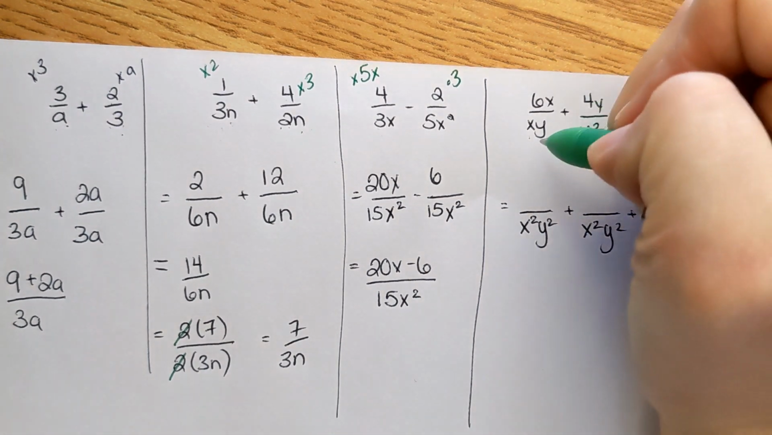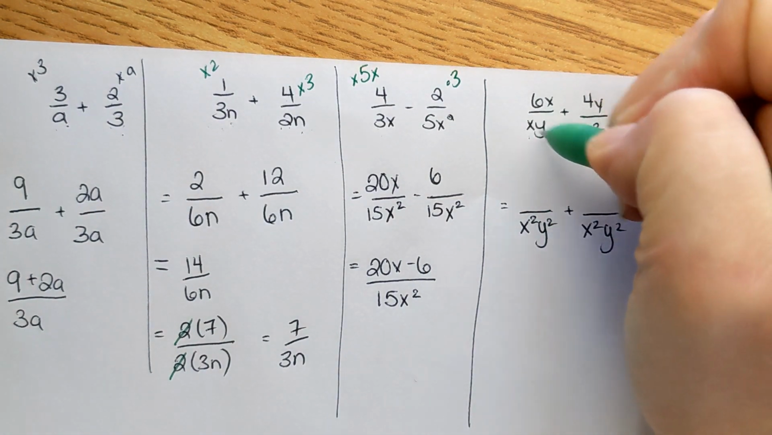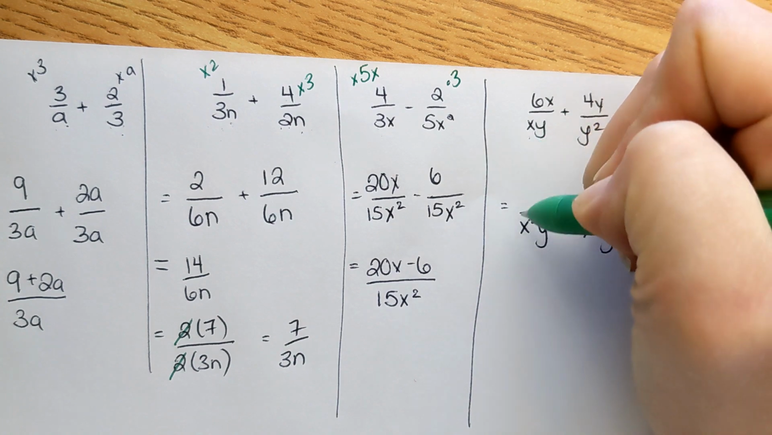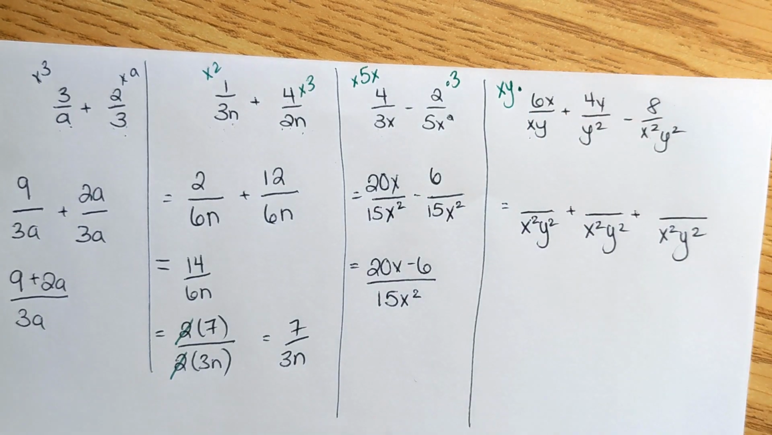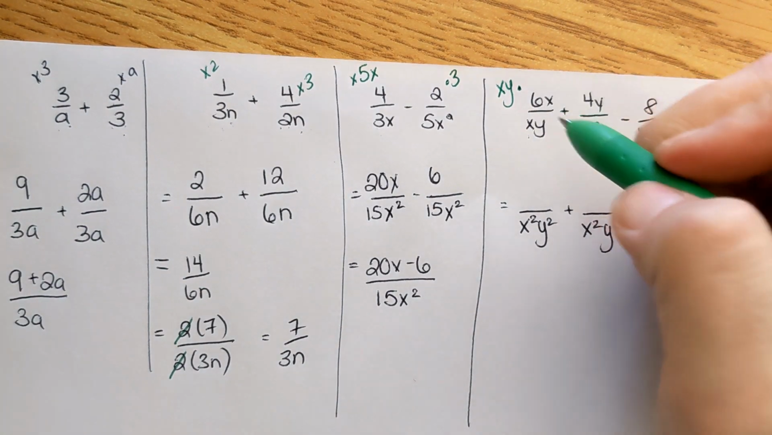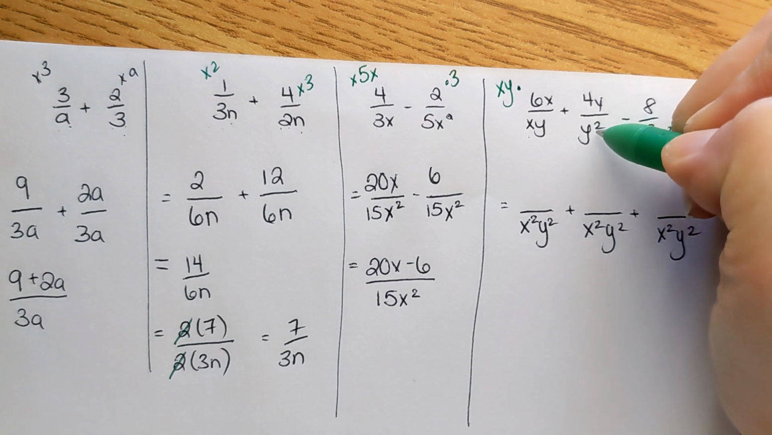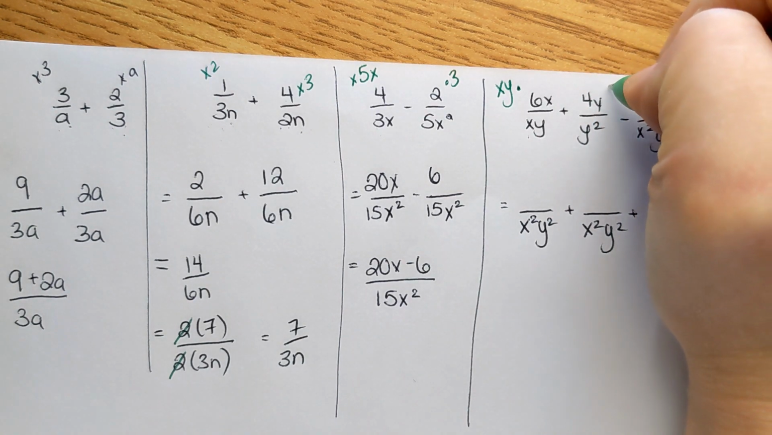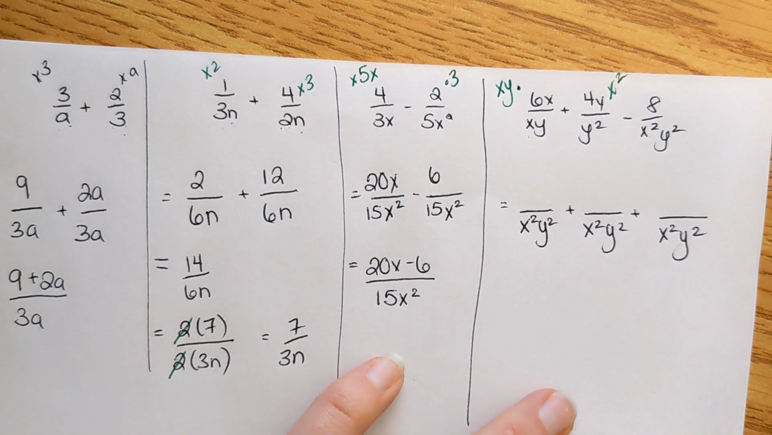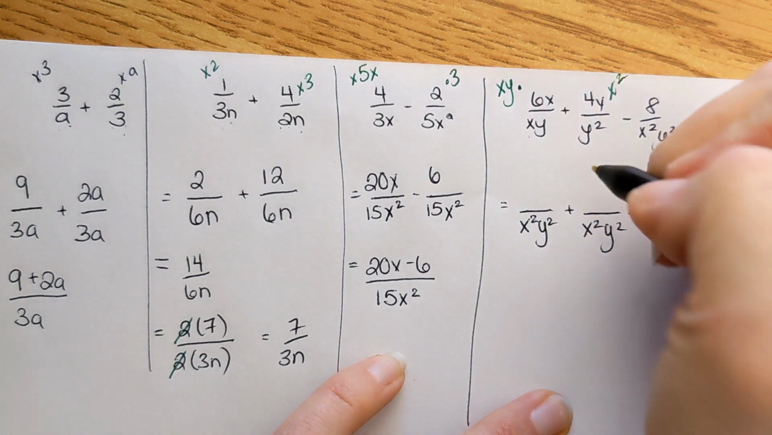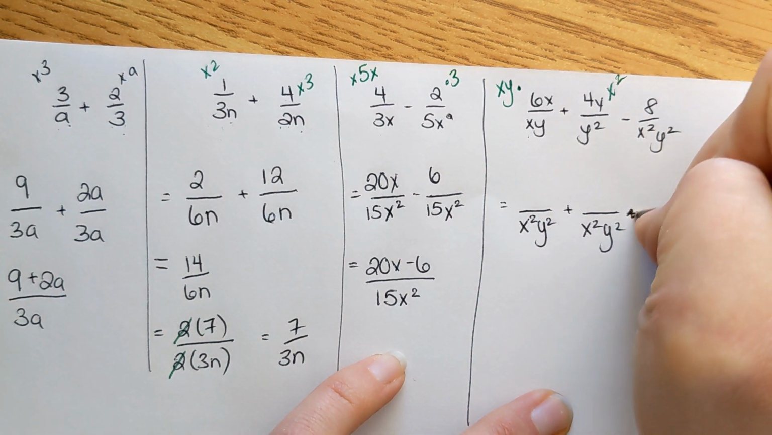In order to get to x squared, y squared from xy, I need to multiply by another x and by another y. In order to get to x squared, y squared from y squared, I need to multiply by x squared. And in order to get from x squared, y squared to x squared, y squared, I don't need to multiply by anything, so that one is good as is. I'm just going to put this one in here now. This should be a subtract 8.